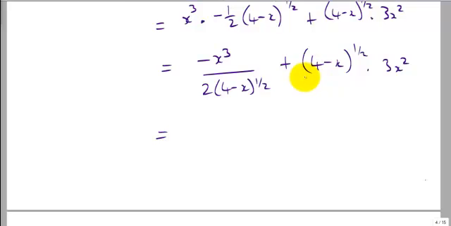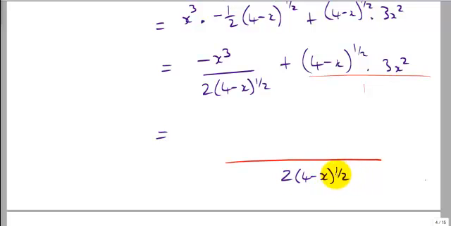And what you can do is consider these as two fractions, so you could add them together. So if you did that, then below the line you'd have 2 into 4 minus x to the power of a half, and if you divide that into that, you get 1, so you get minus x cubed on the top. And then if you divide that into 1 into that, you multiply by that. Here you have 4 minus x to the half, here you have 4 minus x to the half, so a half plus a half is 1. So you'd end up with, and the 2 multiplied by 3 gives you 6, so you get 6x squared into 4 minus x, because the half and the half together gives you 1, so it's 4 minus x to the 1.